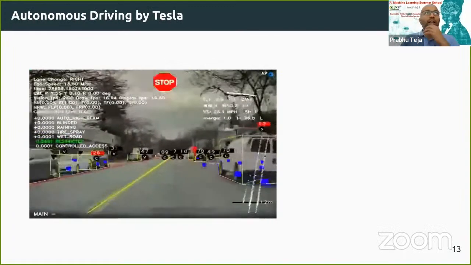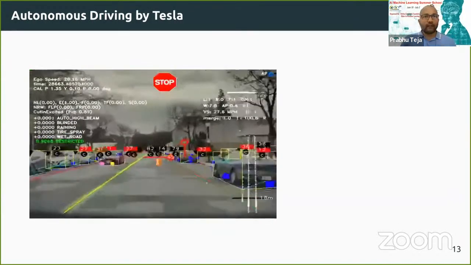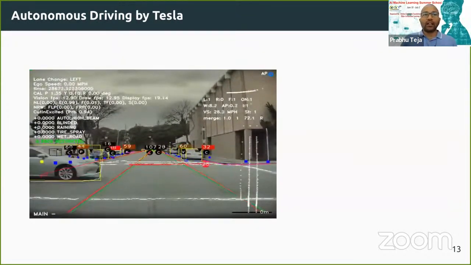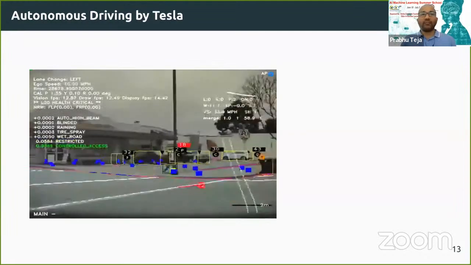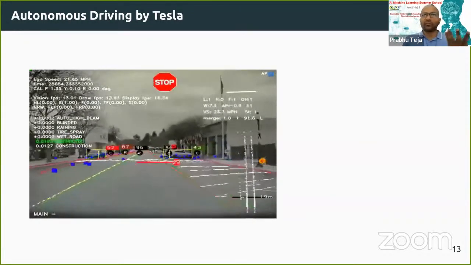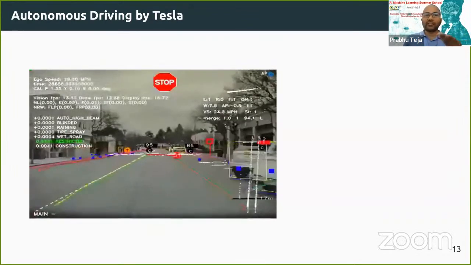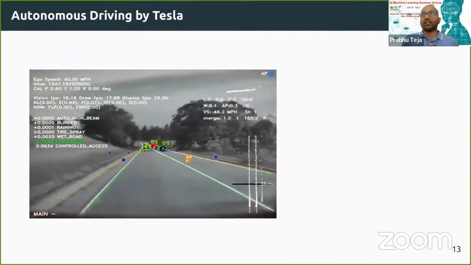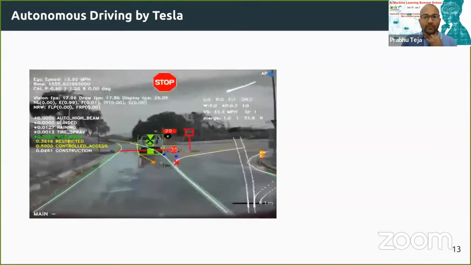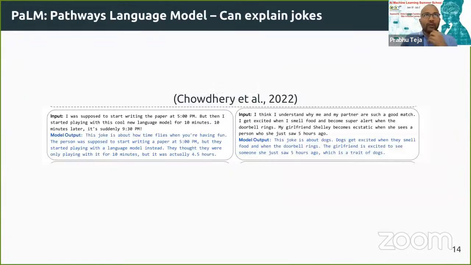Okay, cool. So all these applications have been made possible, as in there is this autonomous driving by Tesla that works in some cases. Of course, if you follow the news, you see that Tesla has been known to crash in cities and it's known to fail sometimes.